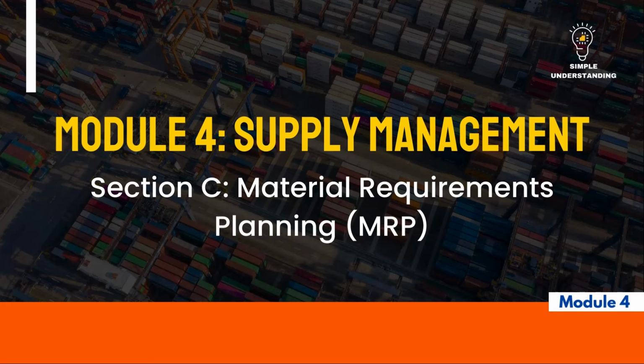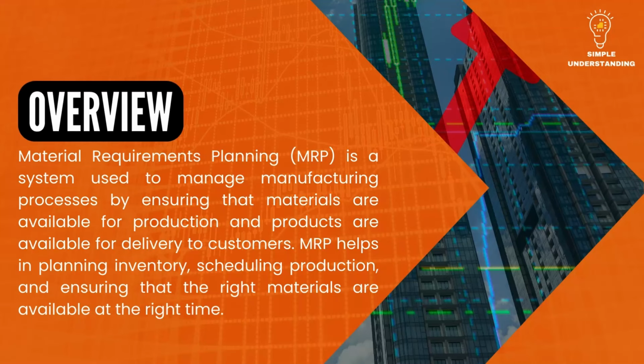Section C. Material Requirements Planning, MRP. Overview. Material Requirements Planning, MRP, is a system used to manage manufacturing processes by ensuring that materials are available for production and products are available for delivery to customers.